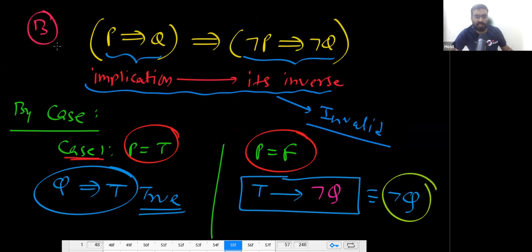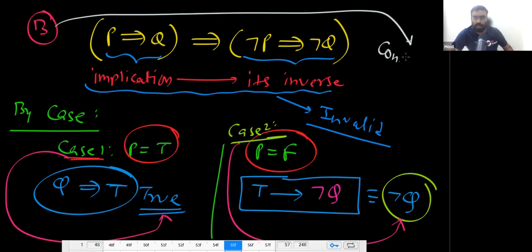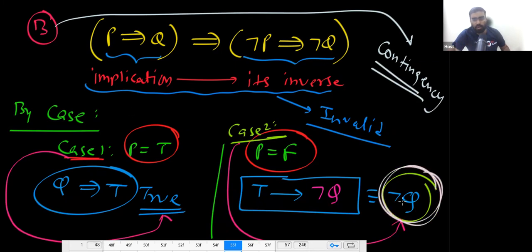So you can see this is a contingency, right? Option B is a contingency. Agree or not? Because in case one, you got true, but in case two, you got negation Q. So you can make it true also, and you can make it false also. Why is this a contingency? Because it depends on Q. Let me know, is this understood?